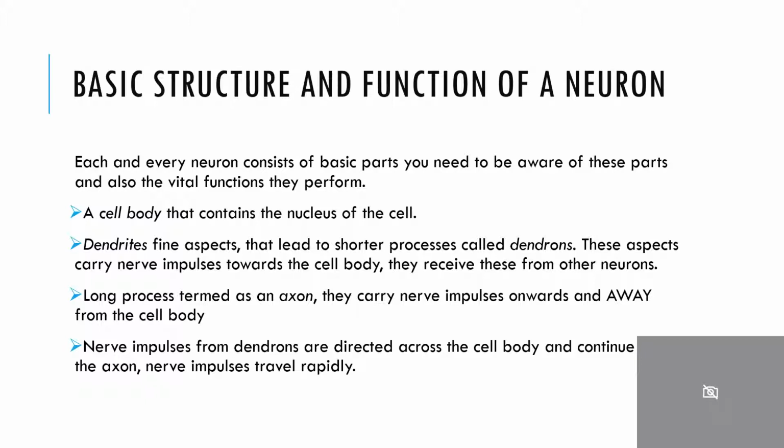We have a long process termed an axon. They carry nerve impulses onwards and away from the cell body. Nerve impulses from dendrons are directed across the cell body and continue down the axon, and nerve impulses travel rapidly.